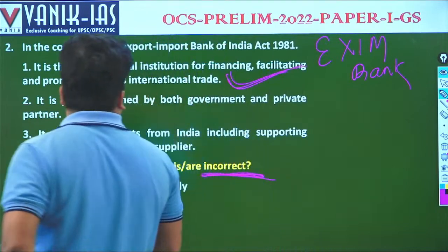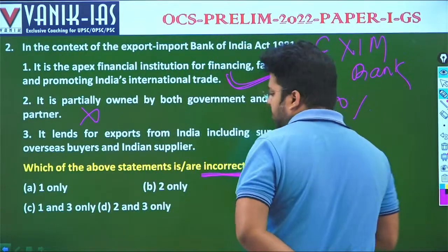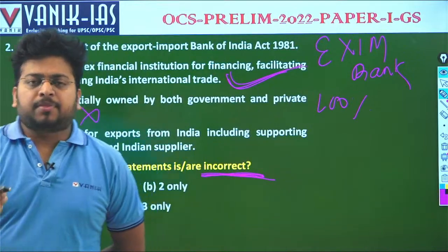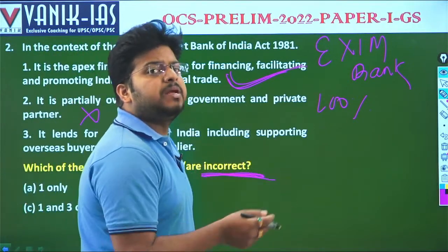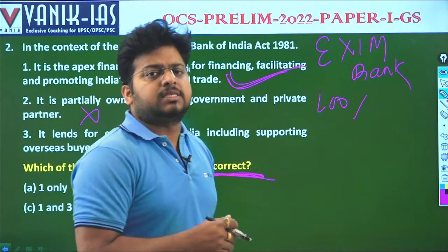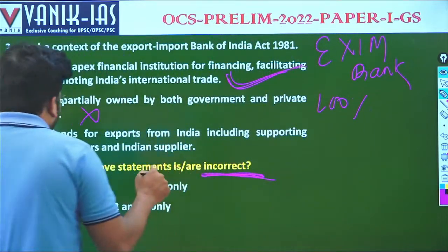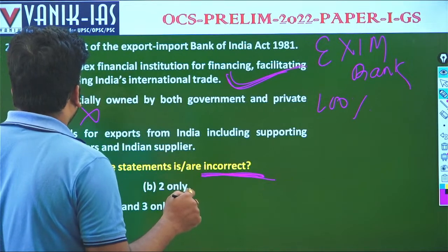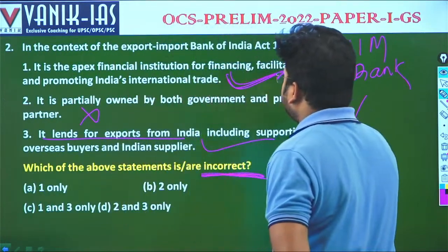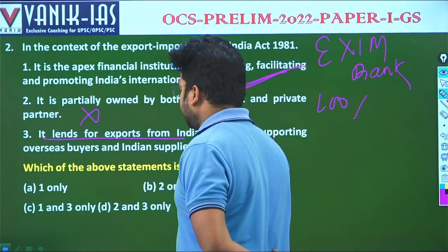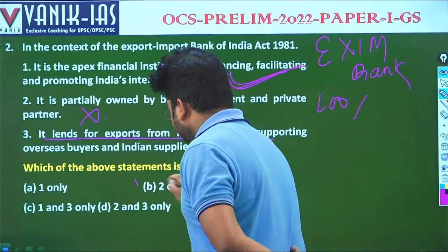Exim Bank is partially owned by government and private partner. No, this is wrong. This is fully owned, 100% by the government of India, like SIDBI, like India Post Payments Bank. All these are 100% owned by the government of India. Rest, like State Bank or other PSUs, have a certain amount of government shares, 60% or 51%, not less than 51%. But here it is 100%. It lends for exports from India, including supporting overseas buyers and Indian suppliers. Yes, it lends for exports. So Exim Bank promotes export and import. It was established in 1981. So only 2 is wrong. Rest both are correct. So 2 is the answer.